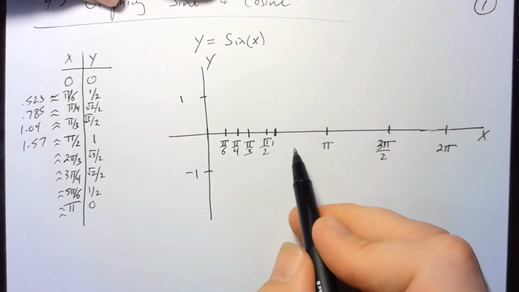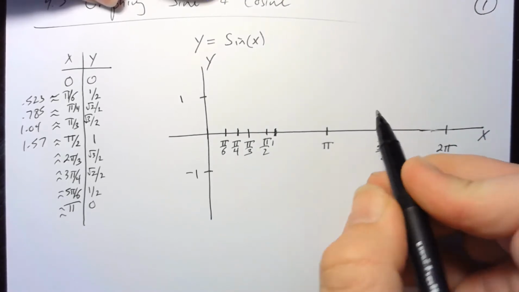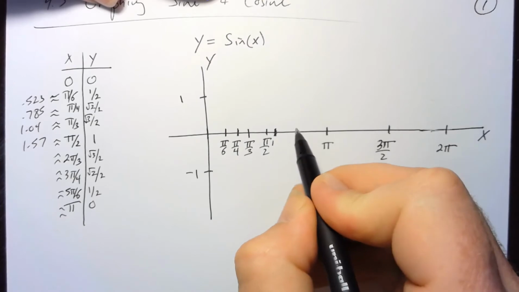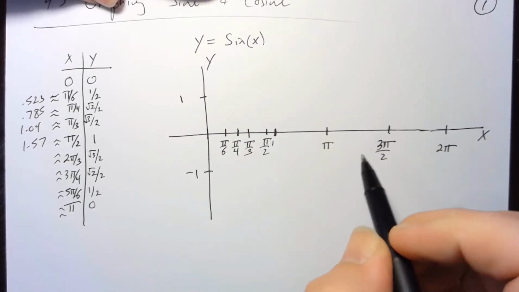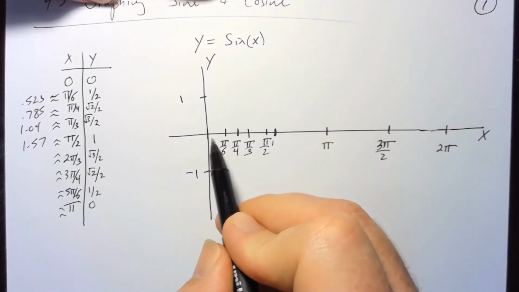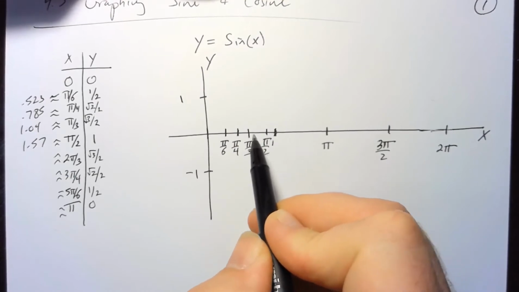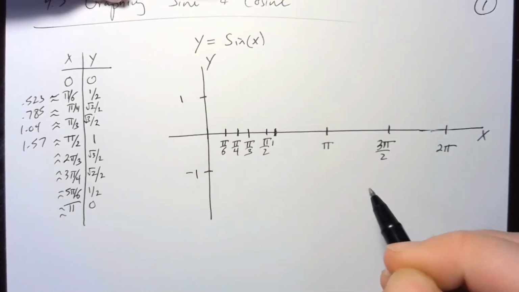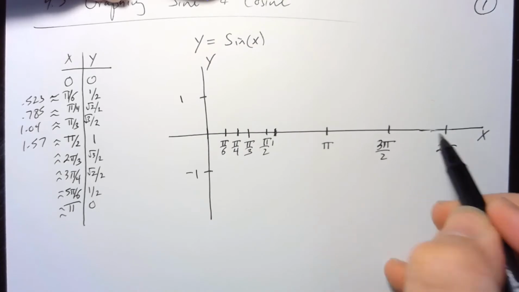So in here, there are 6 dashes. 1, 2, 3. Every single one of these locations, there's 1, 2, 3, such that it cuts evenly through pi over 6 to pi over 3, then pi over 3 to pi over 2. Those distances should all be about the same. And then same for these ones.